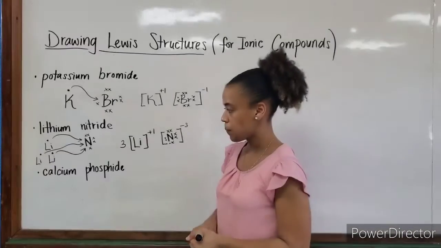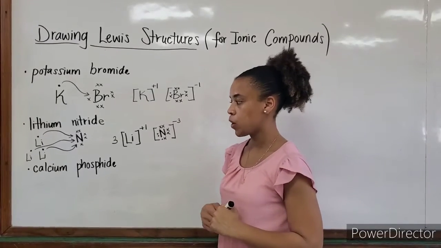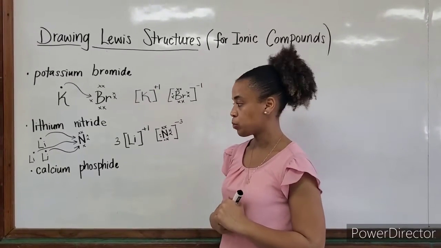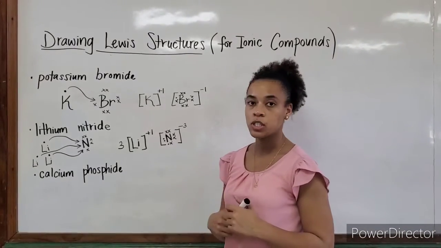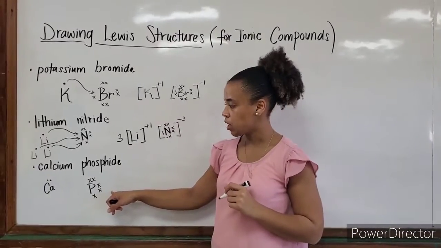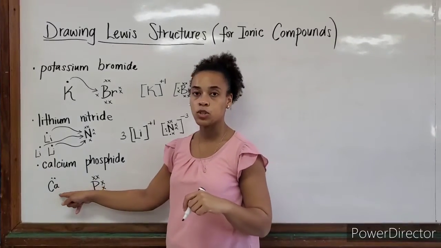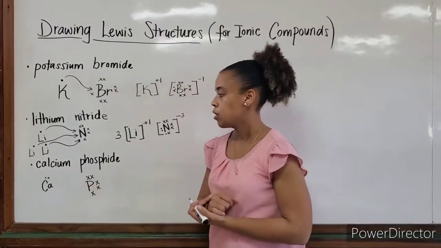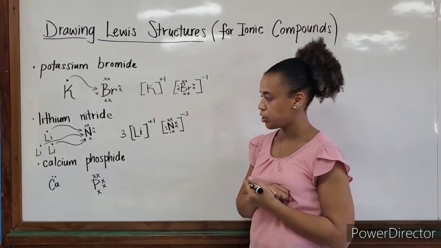For our third example, calcium phosphide, we are going to be using calcium and phosphorus. Calcium is in group 2, meaning that it has 2 valence electrons, and phosphorus is in group 5, meaning that it has 5 valence electrons. Now, phosphorus is able to take in 3 electrons. However, calcium only has 2 to donate. How can we rectify this problem? What suggestion can you make?